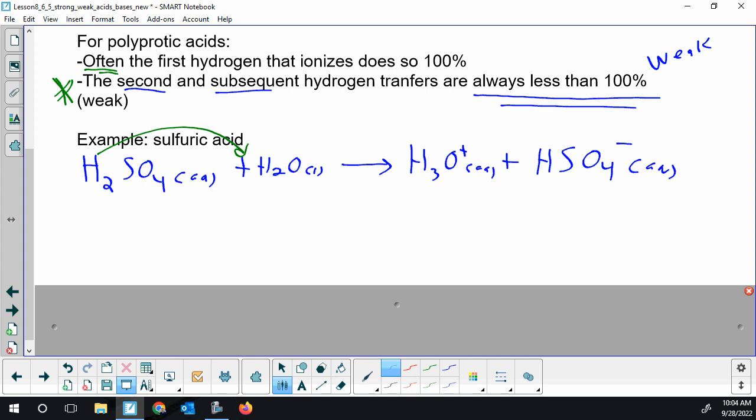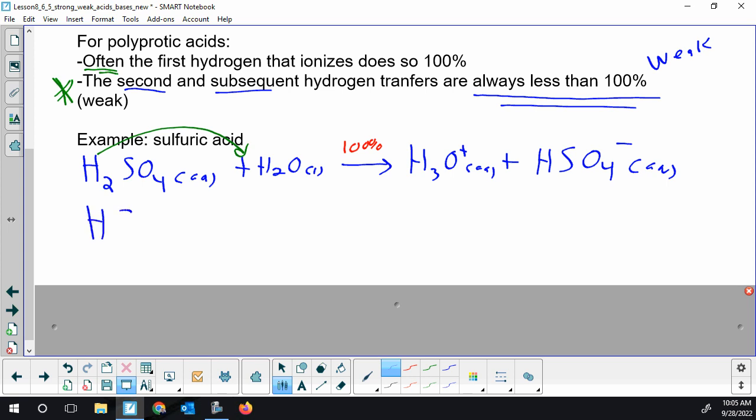Now, sulfuric acid is in your table, and it's at the top, above the gray line. So this transfer is 100% for the first H. So if we had 1 mole per liter of sulfuric acid, that would turn into 1 mole of hydronium. You could figure out the pH. The second H does come off. We see HSO4 minus in our table. We don't need to check in our table to know that it's weak. We know the second one has to be weak.